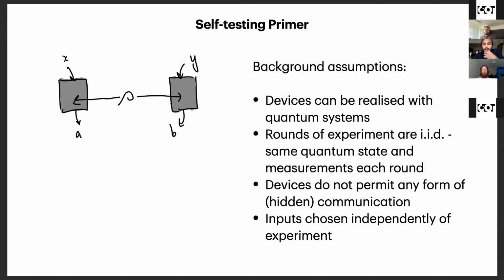So with anything, there are background assumptions, so we should state clearly what they are. As I said a second ago, we assume that devices can be realized with quantum systems. So there's some quantum state, there are some measurements that are producing the classical data. And every time you plug data into your device and get data out, we assume this is a single round of an experiment and it's IID, so independent, identically distributed. And so this means that the same quantum state is being produced in each round and the same measurements are being made. Okay, the same measurement apparatus is being used. There may be different measurement outcomes, but the same kind of apparatus is being used, depending on x and y.